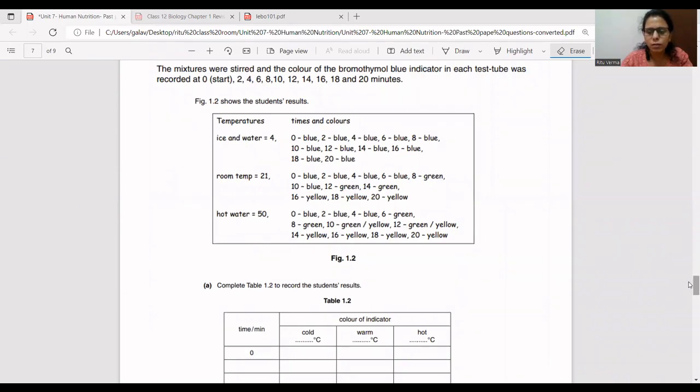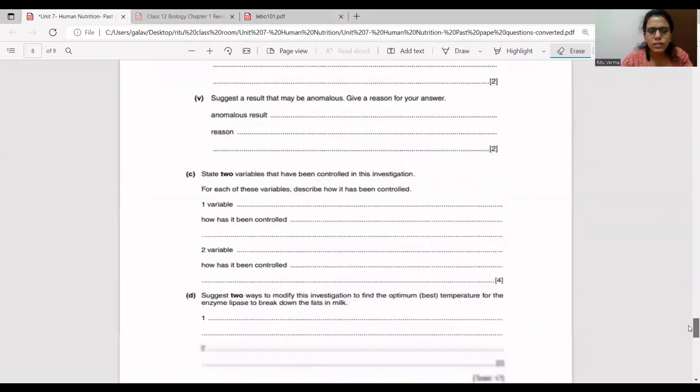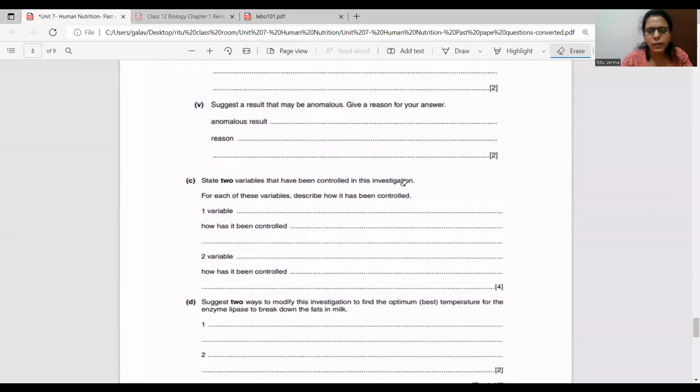At 10 minutes. Okay, and why? What reason will you write? This is because the color of the indicator cannot change as such. It cannot go back to the previous color.